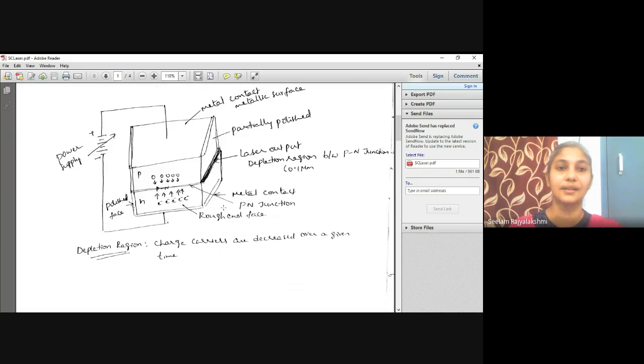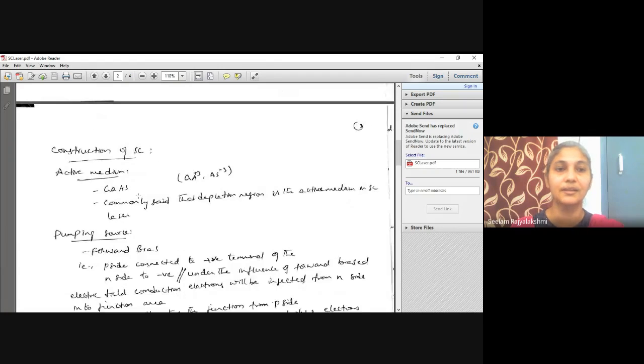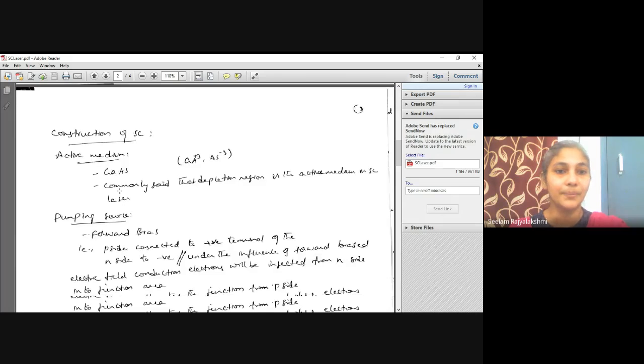Let us see the construction of the semiconductor laser. Active medium: commonly, the depletion region acts as the active medium. Gallium arsenide is also an active medium used for the p-type and n-type semiconductors. And the pumping source is forward bias.